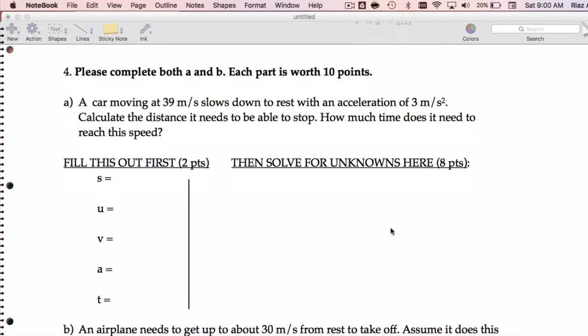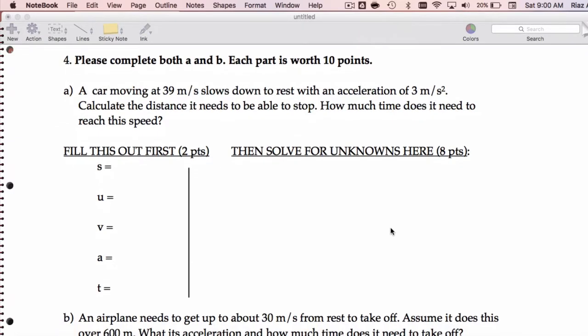At 39 meters per second, slows down to rest at this acceleration. And we want to know the distance it needs to be able to stop and the time it needs to reach the speed. I'm pretty happy with the way people are setting these up. It seems like these make a lot more sense now than they did when we first studied them over a month ago. Actually, 2 months now.